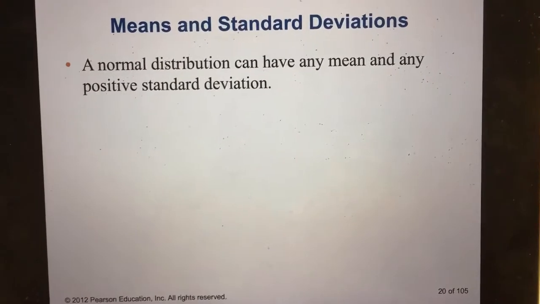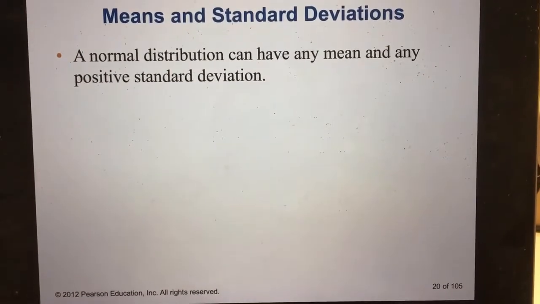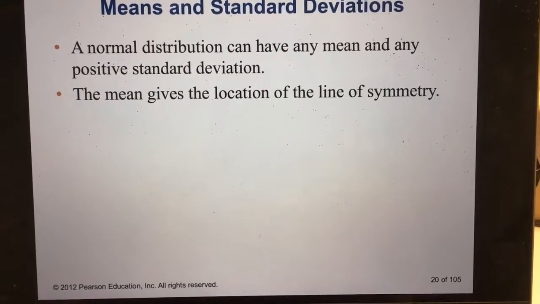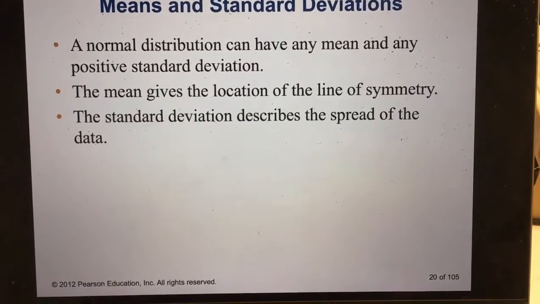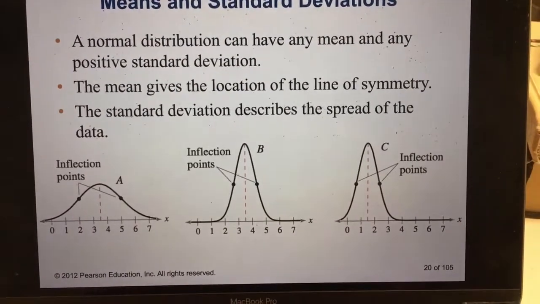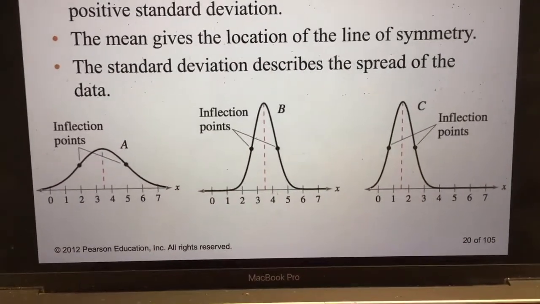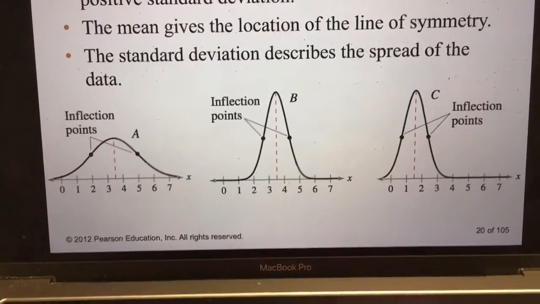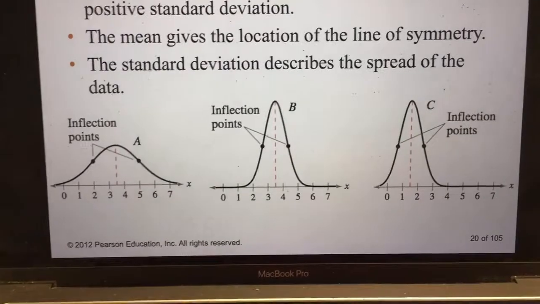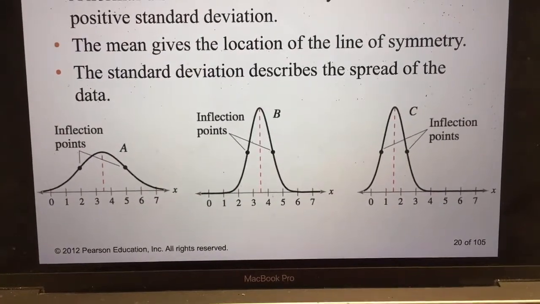A normal distribution can have any mean and any positive standard deviation. The mean gives the location of the line of symmetry. The standard deviation describes the spread of the data. And here, notice that they're showing those inflection points. Those are really not going to come into a great deal of play here, so don't worry about those a huge amount.